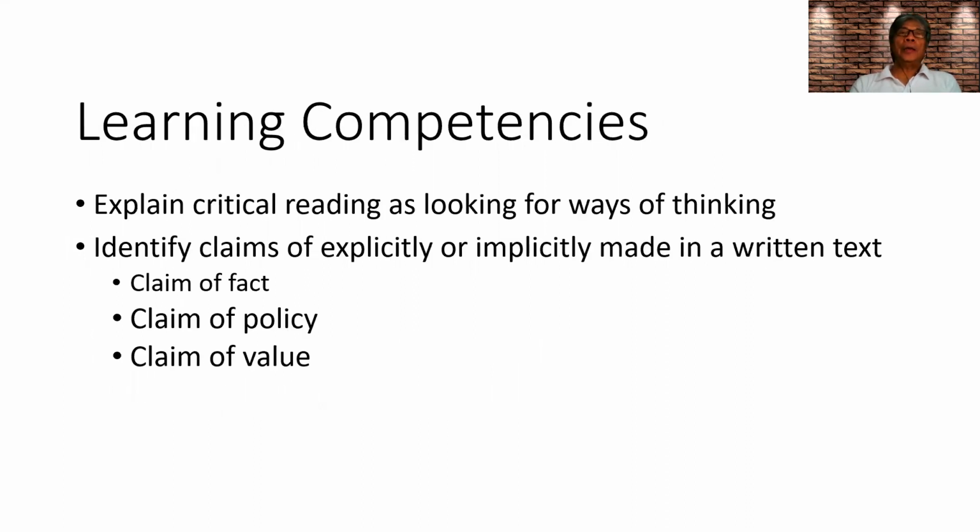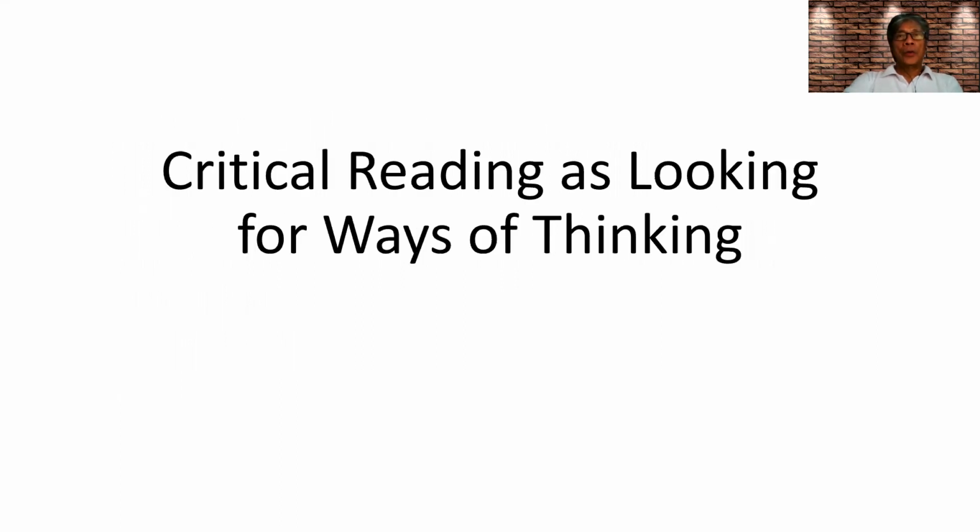writing. In doing the critical reading, you should be able to look for ways of thinking. So you should be able to identify the claim of facts. We have looked at least 5 texts, and then you read that, with the exercises and so on. So you should be able to identify which one is fact, which one is of policy, which one is value in the context. Yeah. So now let's look at critical reading as looking for ways of thinking.